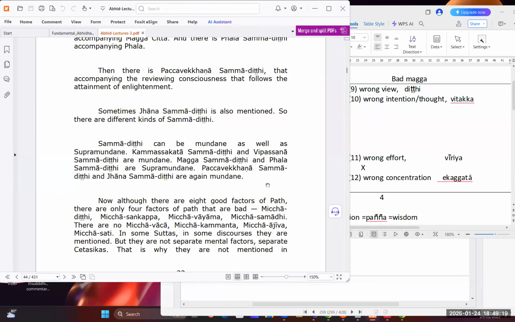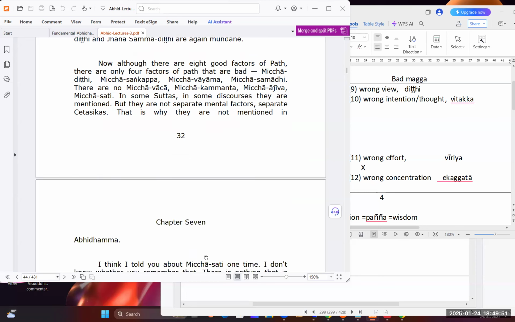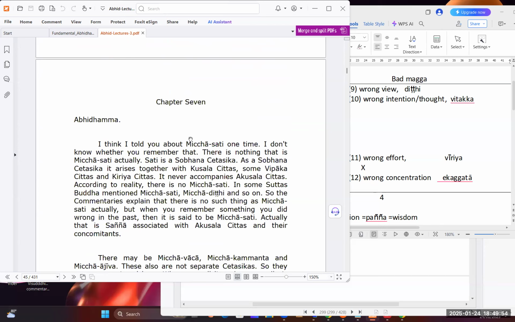Now, although there are eight good factors of the path, there are only four factors of the path that are bad: Micchaditthi, Miccha Sankappa, Miccha Vayama, Miccha Samadhi. There are no Miccha Vacha, Miccha Kammanta, Miccha Ajiva, Miccha Sati. In some suttas, in some discourses, they are mentioned, but they are not separate mental factors, separate cetasikas. That is why they are not mentioned in Abhidhamma. I think I told you about Micchaditthi one time, Micchasati one time. I don't know whether you remember that.